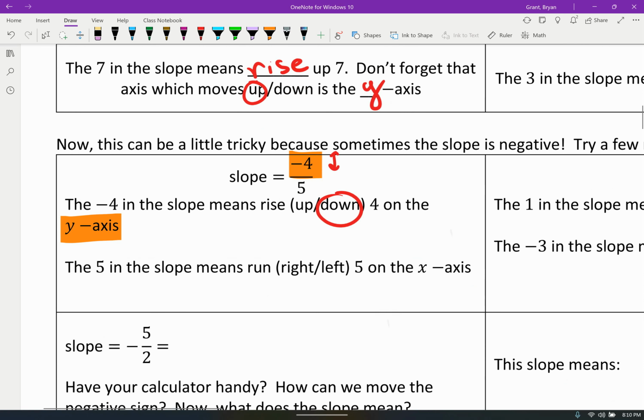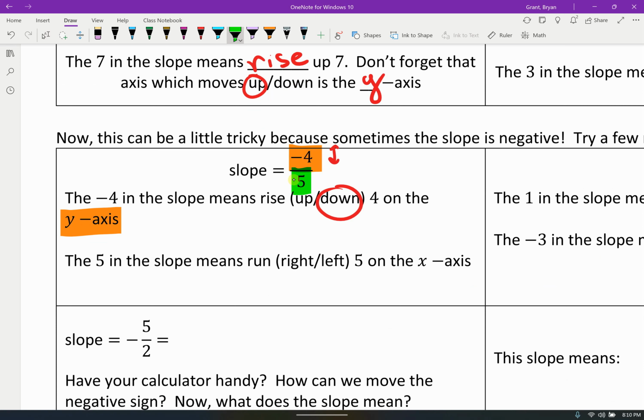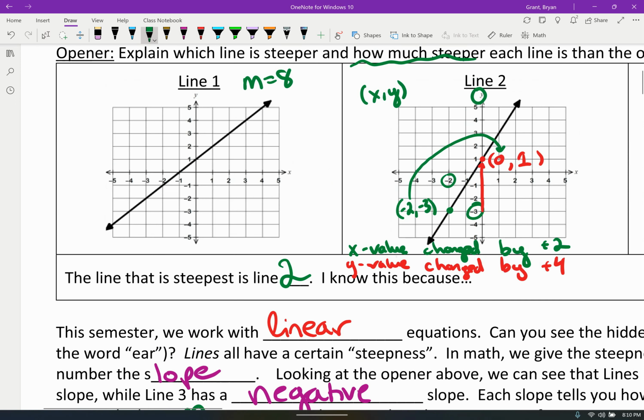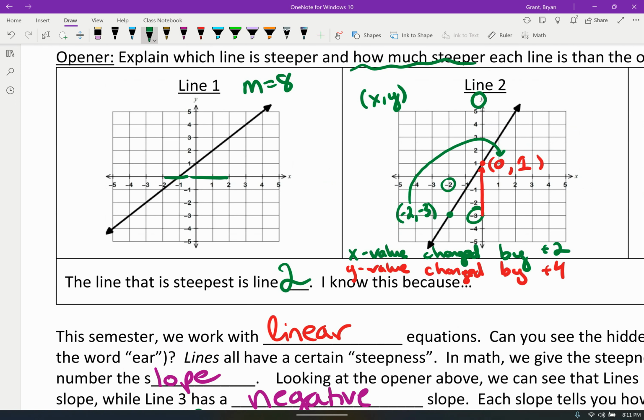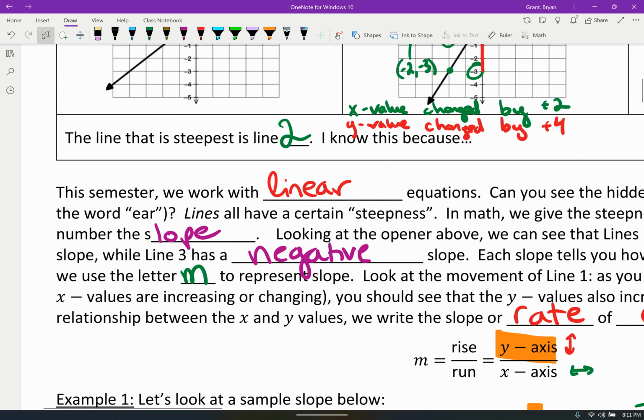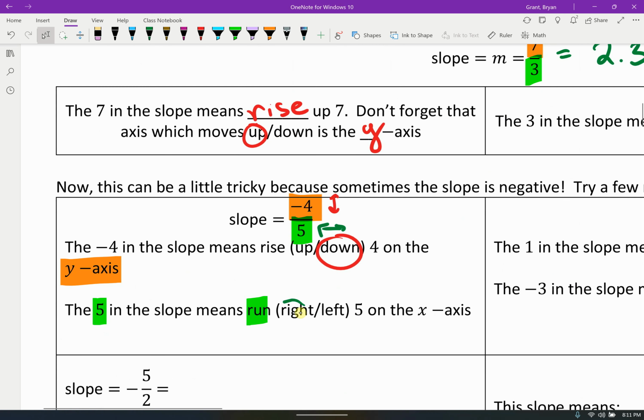Okay, nothing too bad. Then, of course, we look at the denominator. The 5 in the denominator means we're going to run, right? And we've got our left, right here. Because it's positive, we think about the x-axis. Which way do you run to get to the positives? The positives are on the right. So we're going to run right 5.